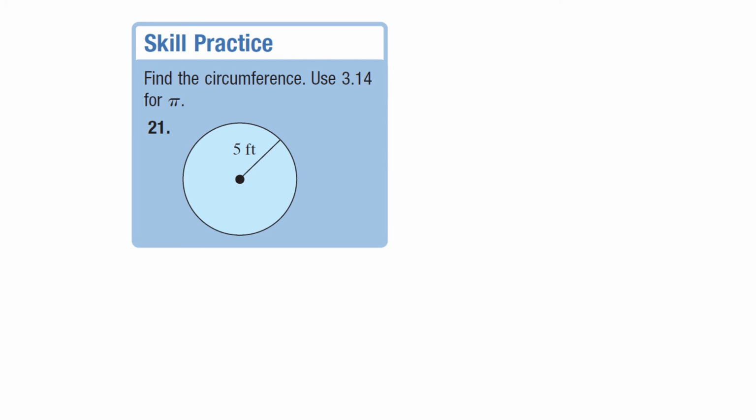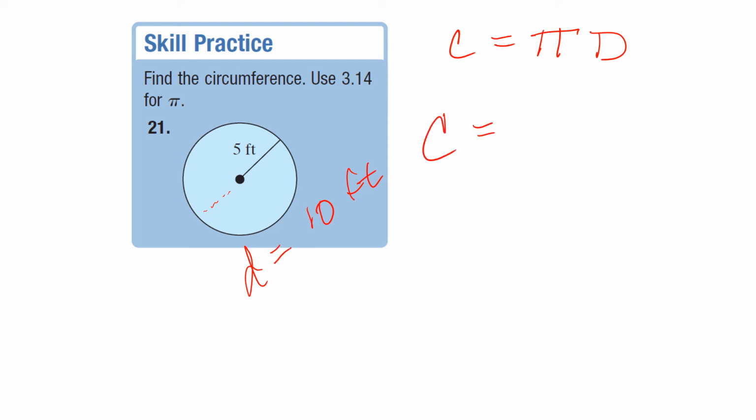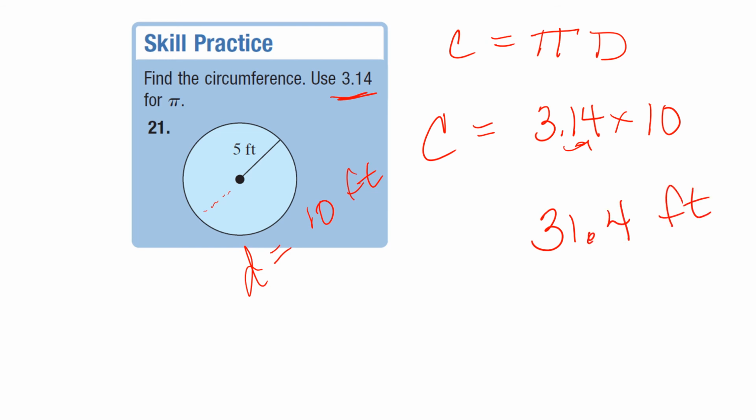Problem 21 asks us to find the circumference of a circle, and that's like the perimeter. It's the length going around. The formula for circumference is pi times diameter. And the diameter of the circle that has a radius of 5 is going to be 10 feet. And so the circumference is going to be found by using 3.14 for pi, and the diameter is 10. 3.14 times 10, moving the decimal 1 place to the right, is 31.4, and that's feet.